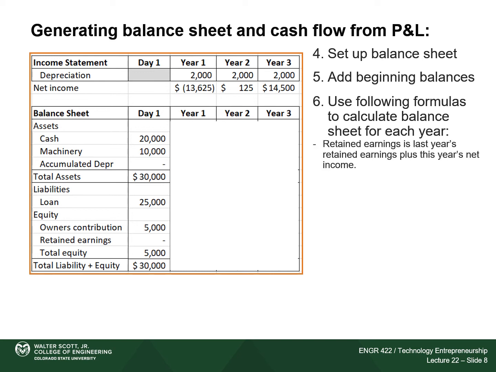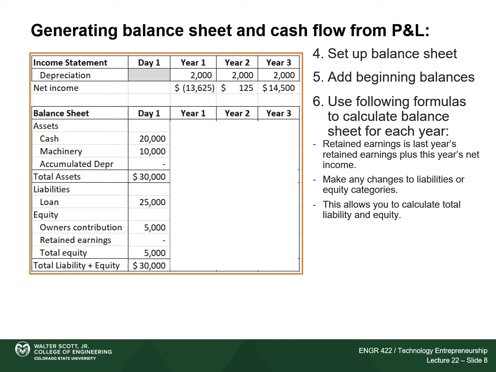Retained earnings in the balance sheet is going to be last year's retained earnings plus this year's net income. You might have more loans or fewer loans, paying back loans, so that would change liabilities. You might have more owner investment, or owners might take out some of their investment. That would change the equity, the owner's contribution part of the balance sheet. So once you make those changes, you can then calculate total liability and equity.